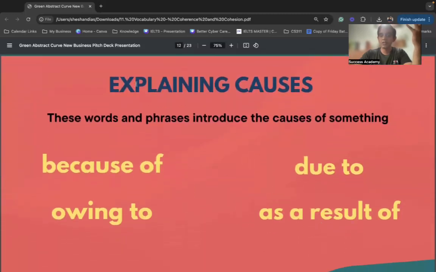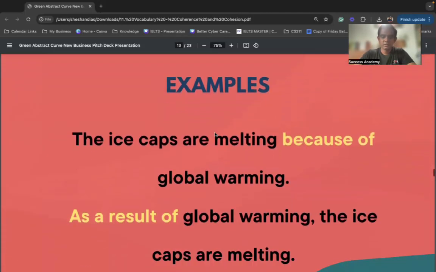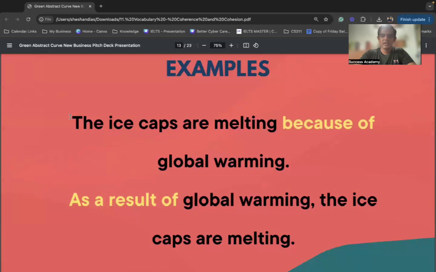When you're explaining the causes of something: because of, owing to, due to, as a result of. Make sense? All right. So look at this. The ice caps are melting because of global warming. As a result of global warming, the ice caps are melting. So this "because of" is used in the middle of a sentence. Here it's used at the start of a sentence. As a result of global warming, the ice caps are melting. All right.